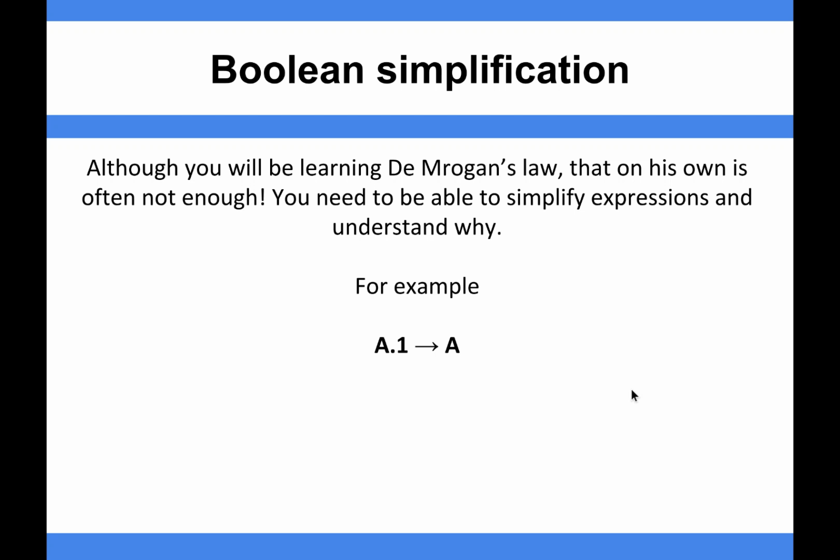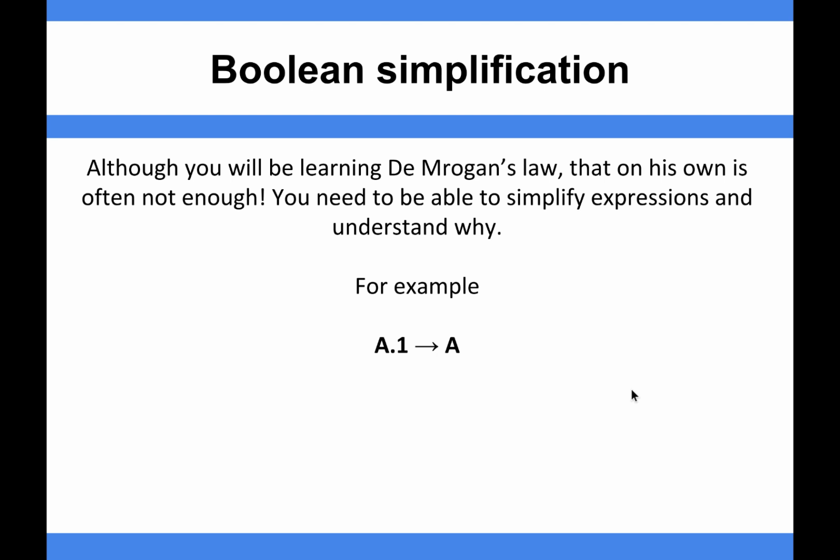Although we're going to be going through De Morgan's law, on its own, that's not going to be enough when you come to simplifying expressions. You need to understand the main Boolean simplification laws. Now, to truly understand this, it's not a case of remembering it. You do need to go through and make sure you understand each rule before you move on, because you're going to want to use these rules when simplifying Boolean algebra.